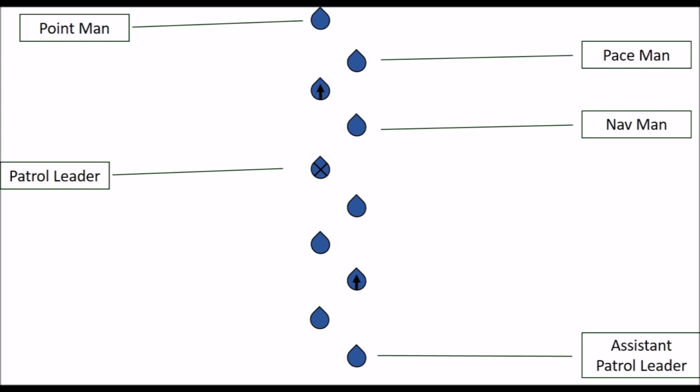That navigation man is going to be overall responsible for the movement of the patrol. While the patrol leader is responsible for the patrol itself, that nav man is the actual person in execution that is steering the patrol.